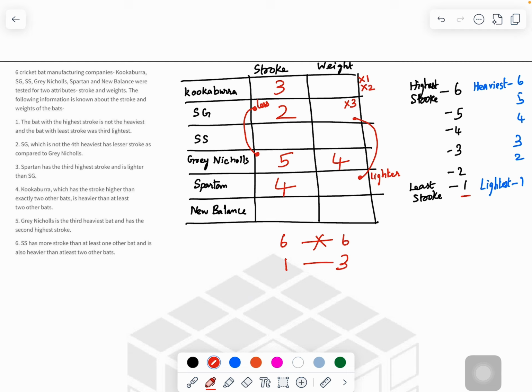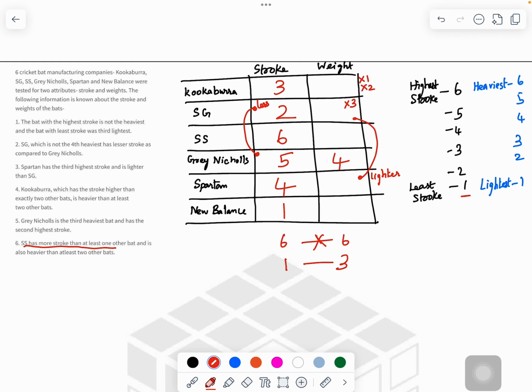Okay. Now let's enter into the last point. SS has more stroke than at least one other bat. Now what are the two numbers that are pending here? 1 and 6, or 6 and 1, are the two numbers that are pending here. So SS has more stroke than at least one other bat. If I put 1 here, that is the least stroke, which is not possible. Therefore SS has to be 6 here, and New Balance has to be 1.